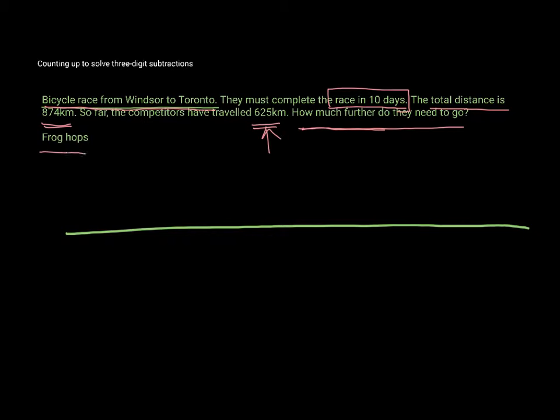And a good way to work that out, it's not the only way, but a fairly simple way, is to use what we call frog hops. And if you remember, the frog always starts at the smaller number. So in this case, he's going to start at 625 kilometers. So we mark 625 kilometers on our number line. And we have to remember that he always starts at the small number and he ends at the big number. Well, the big number in this case is 874 kilometers. So we write in 874 here.